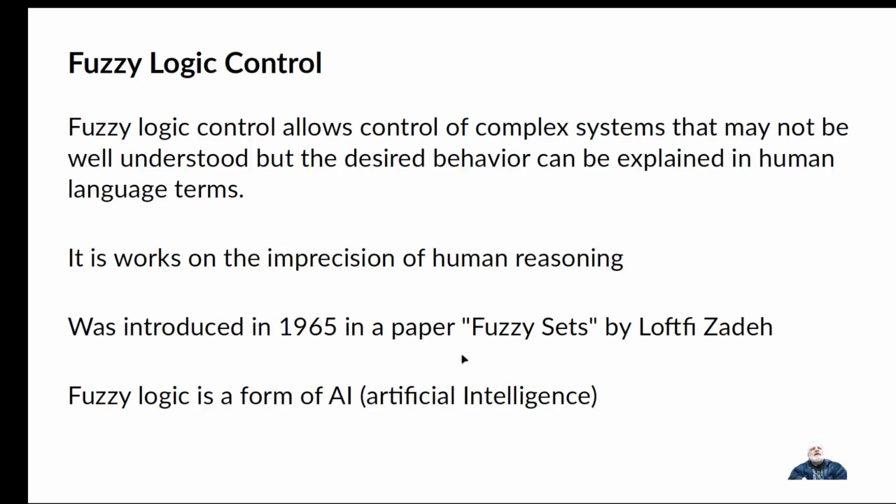Alright, so now I wanted to introduce something called fuzzy logic control. Fuzzy logic allows us to control complex systems, or they can be simpler systems, but the cool thing is, number one, it could be a very complex system we don't understand very well, but we can kind of describe in general terms what we would like it to do, and then we can build our control system around that, so we don't need precision values. Now, this was first actually introduced in 1965 in a paper called Fuzzy Sets, and it's actually a form of artificial intelligence.